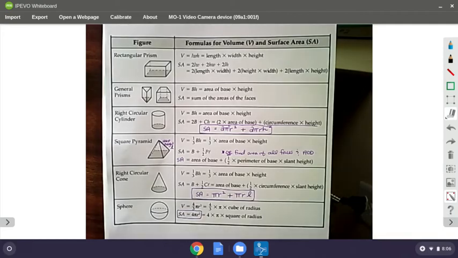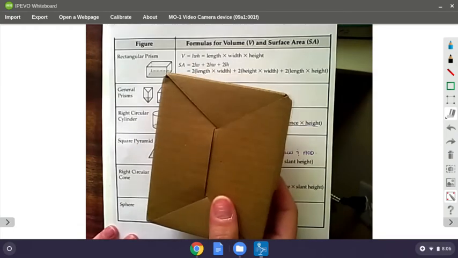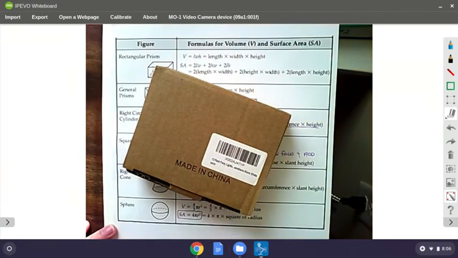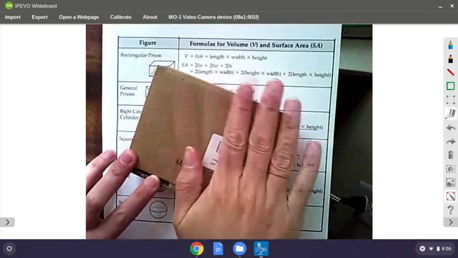Okay, hey everyone. So today we're going to start talking about surface area. In case you don't know what surface area is, I found a couple of things around my house to show you. So here's just a little box. Basically, surface area is the area that's covering all of the faces.